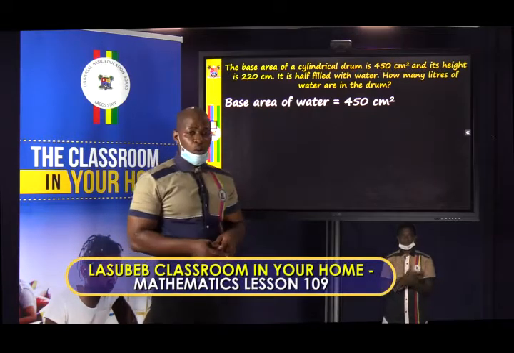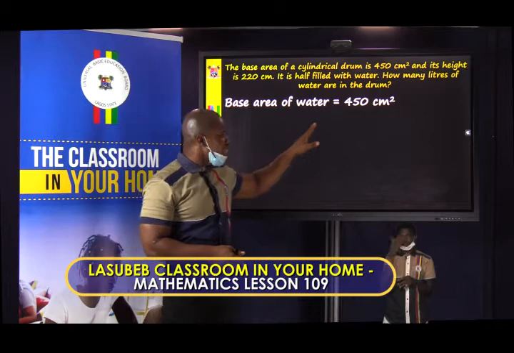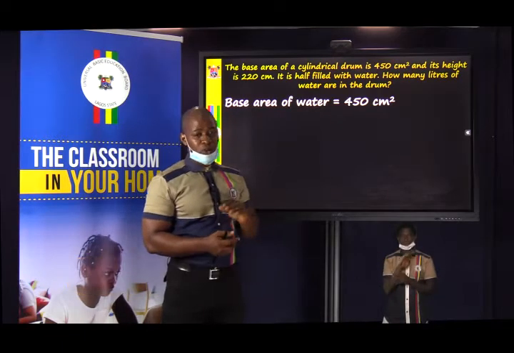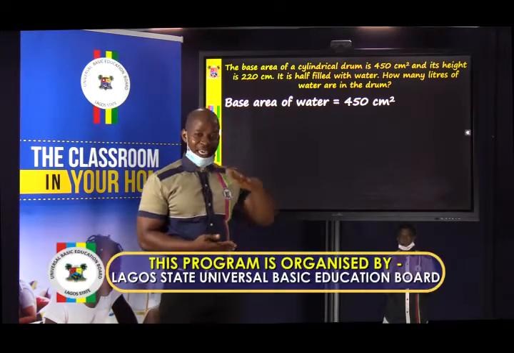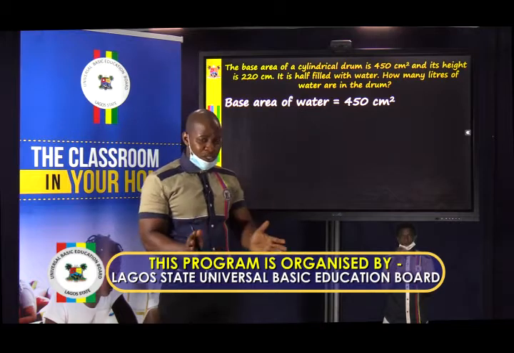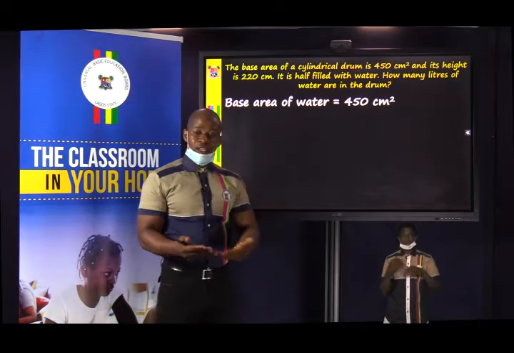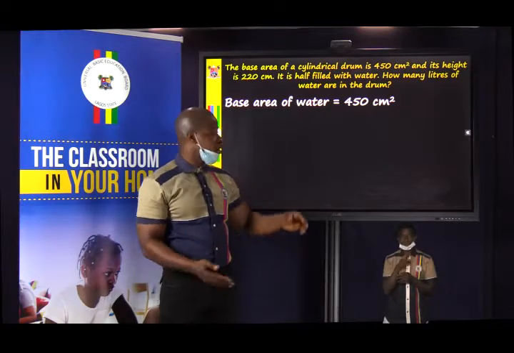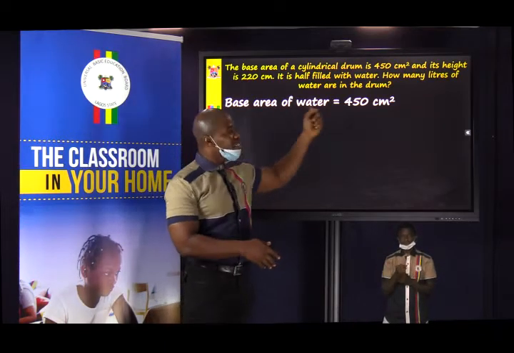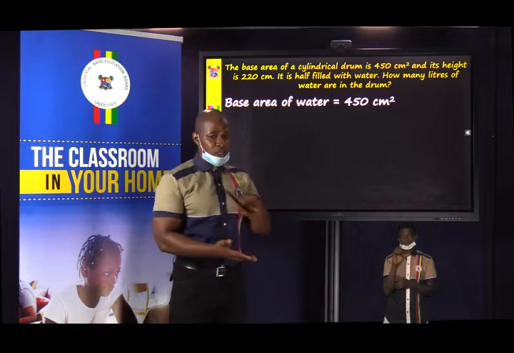What do we know? We know that the base area of the water is 450 centimeters squared, and that is because the water is in a cylindrical drum. It will take the shape of the drum. So the base of the cylinder and the base of the water are about the same thing. So the base of the water is 450 centimeters squared.